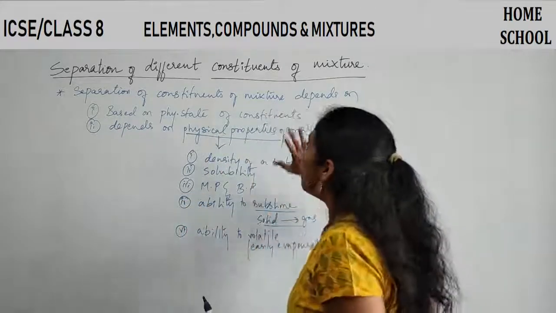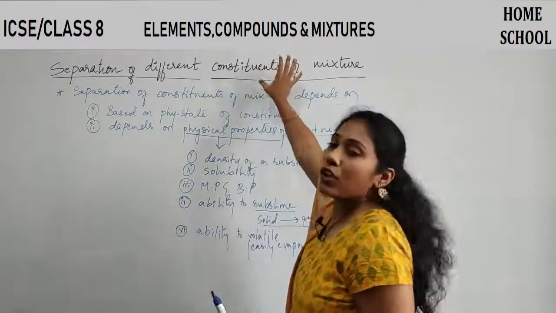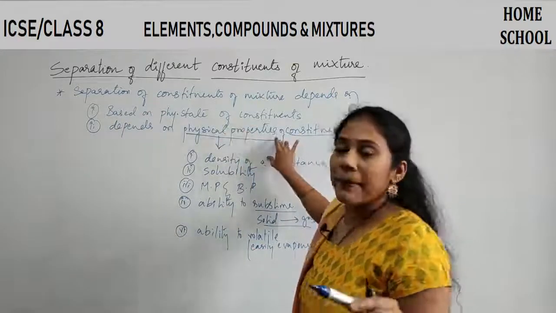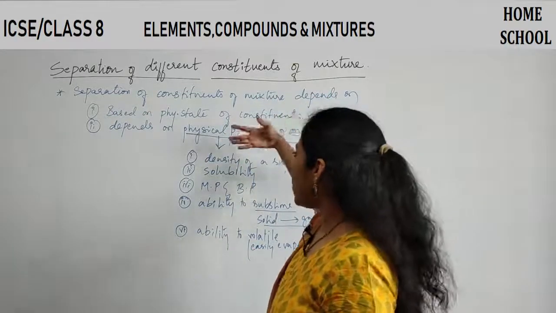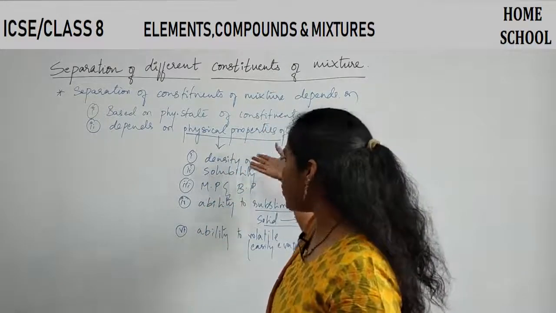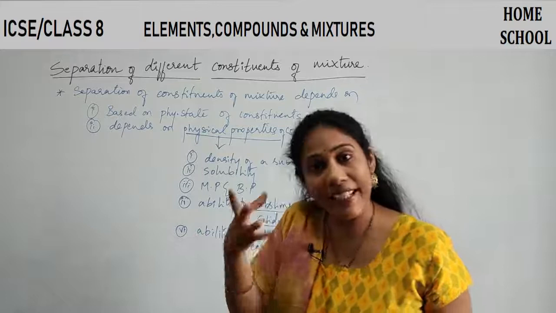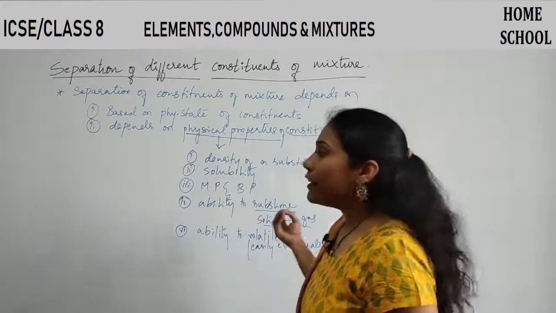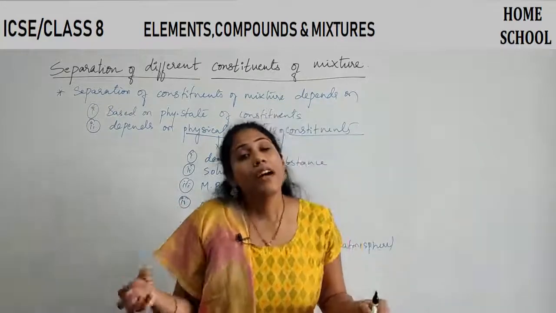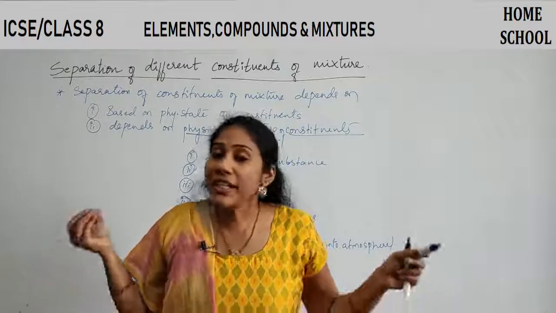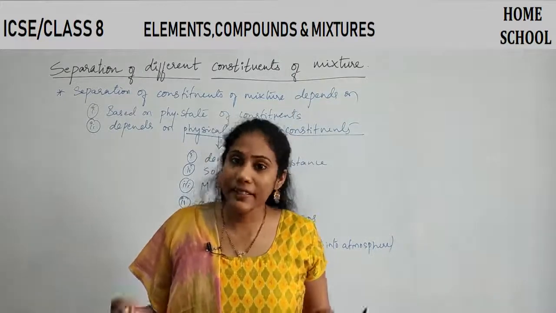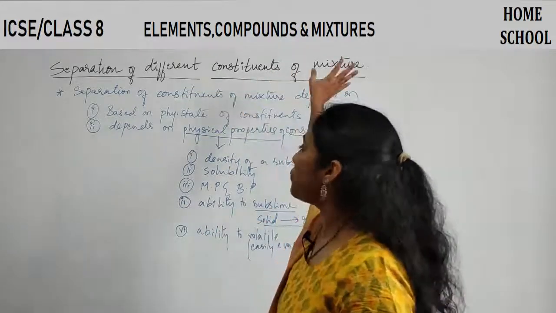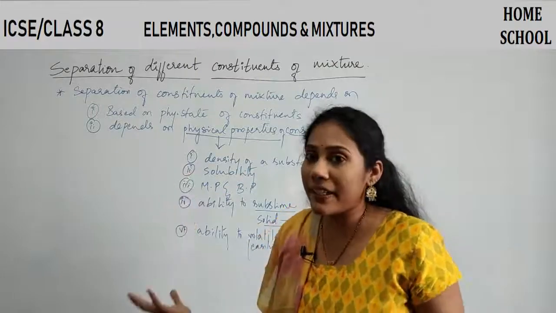So whenever you want to separate the constituents or components of a mixture, you should keep these things in mind. You have to check the physical properties of components. Based on the density variation you can separate, based on the solubility nature you can separate, based on their boiling and melting points, based on their volatility. These things will help us to separate the components of a mixture easily by selecting a suitable method, right? So this is the general idea behind the separation of the constituents of a mixture, like on what basis we separate the constituents of a mixture.